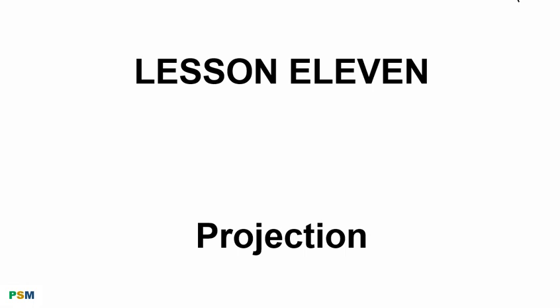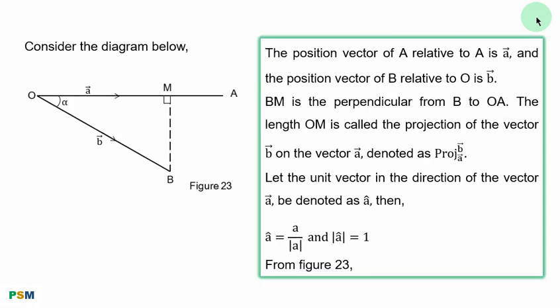Lesson 11, Projection. Consider the diagram below. You have vector A, vector B, and the angle between the two vectors. You have point B, which is perpendicular to OA. It is a straight line which makes an angle of 90 degrees.